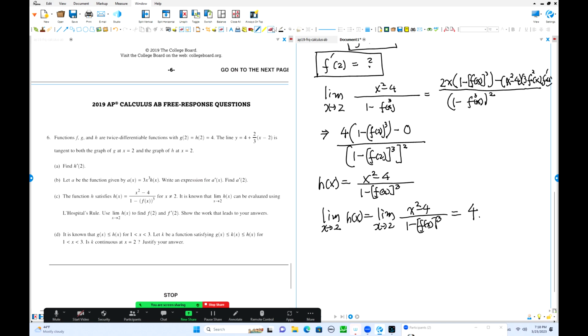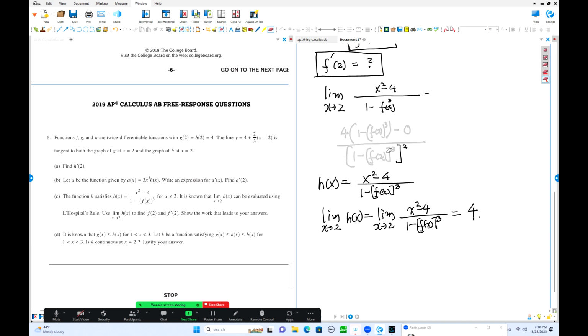Oh, I made a mistake. I'm sorry. We use L'Hopital's rule, right? We can use L'Hopital's rule here, okay? Not this way, because we go too fast, without understanding the questions.